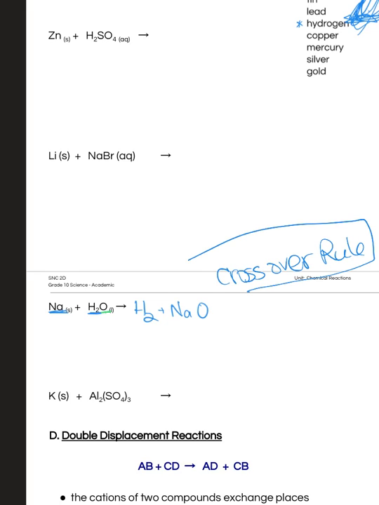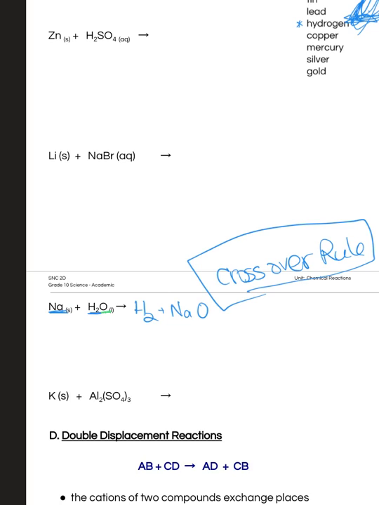And if you don't remember how to do this, you, A, need to look at the notes that you have, B, send me an email if you still can't figure this out. So the way that I use my crossover rule is actually by using my periodic table.